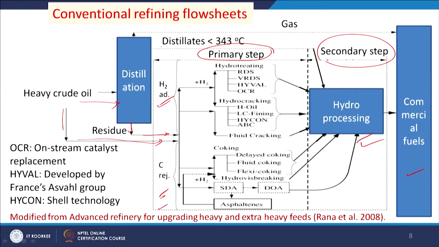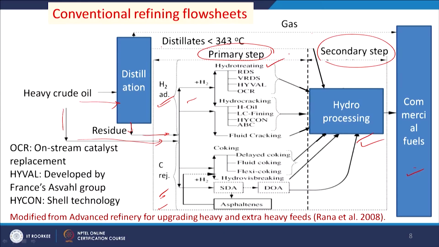There may be some commercial products, and some steps may be required to fine tune the quality of the products. For hydrogen addition processes, a number of processes have been reported, like hydrotreating, hydrocracking, and some fuel cracking is also there, only thermal treatment, and then coking.